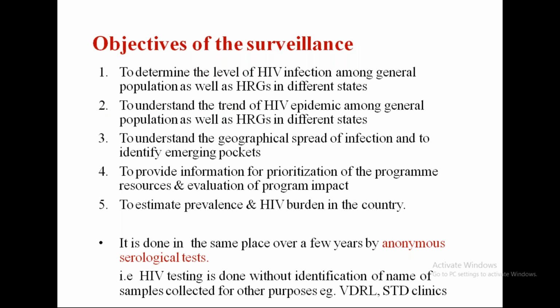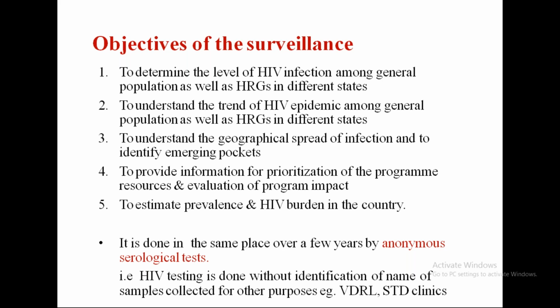So what are the objectives of this surveillance? To determine the level of HIV infection among the general population as well as high risk groups in different states. So we want to know how this epidemic is progressing, whether among the general population or the high risk group. So what is the difference?